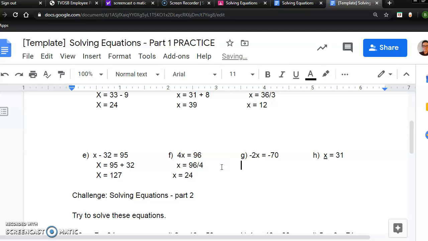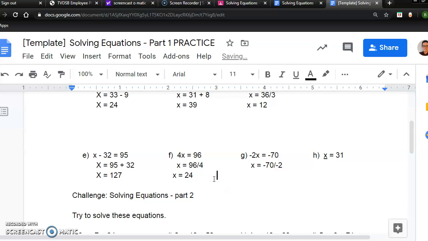I don't want to keep repeating myself, but negative 2x equals negative 70. What are we doing to x? We're multiplying it by negative 2. How do we get it by itself? We have to divide it by negative 2. And if we do that to one side of the equal sign, we have to do it to the other. So x equals negative 70 divided by negative 2.